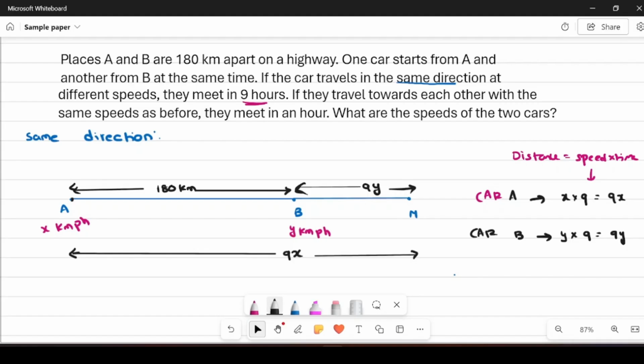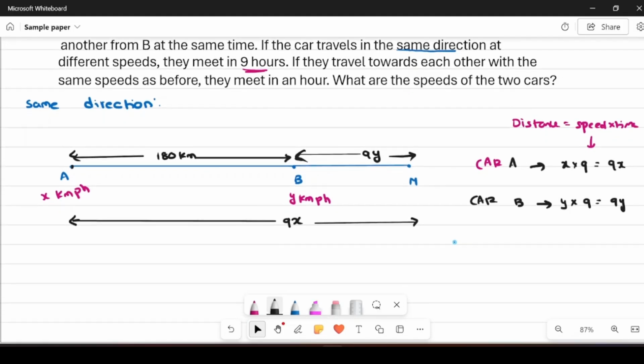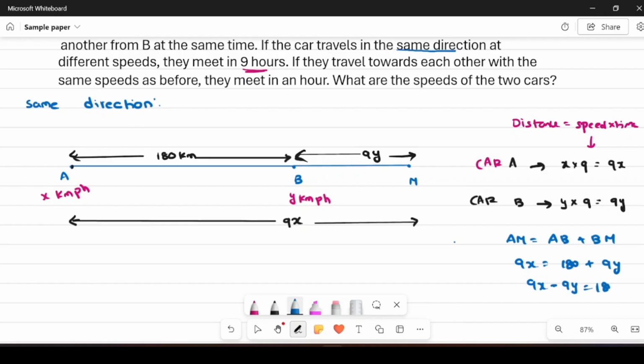Now from the diagram it is clear that the A to B distance is 180 kilometers, B to M is 9y, and A to M is 9x. So from here we can write AM is equal to AB plus BM, right? This is only for your understanding, you don't have to show this in your answer. So what is AM from the figure? 9x. And what is AB? 180. Plus what is BM? 9y. So from this we can write 9x minus 9y is equal to 180. That means x minus y is equal to 180 by 9, which is 20. That will be our one equation.